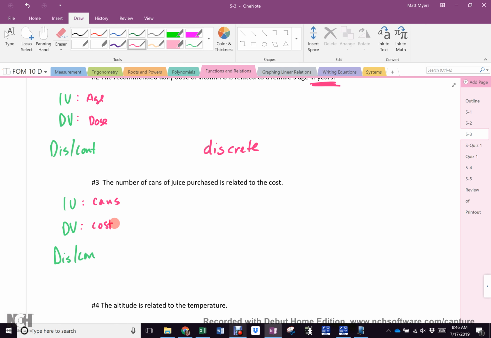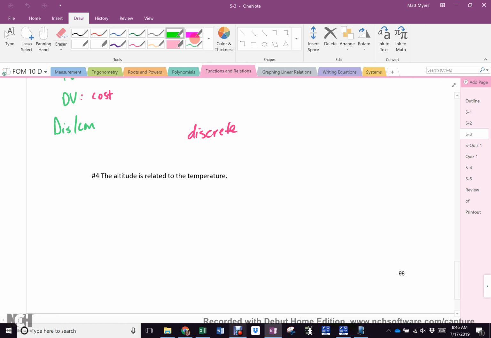All right. So, was it discrete or continuous? My good friend Rajan has told us it is discrete, and he is absolutely correct. Let's do the last one. IV, DV, discrete, continuous. Go.